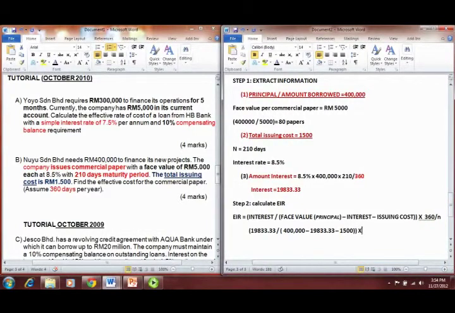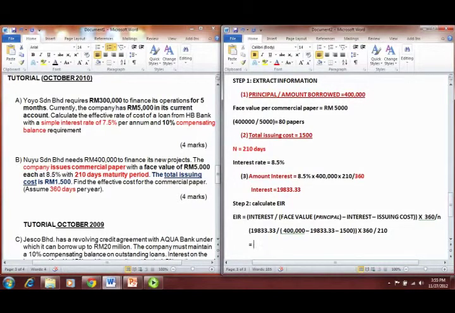So don't forget to multiply by, what is your N, class? Yes, this is your N, 210 days. So 360 divided by 210. Class, as you can see in your interest, it is 210 divided by 360. However, when you calculate EIR, 360 is above and 210 will be below. So don't make a careless mistake. So what is the answer, class? Try to calculate the answer for EIR.